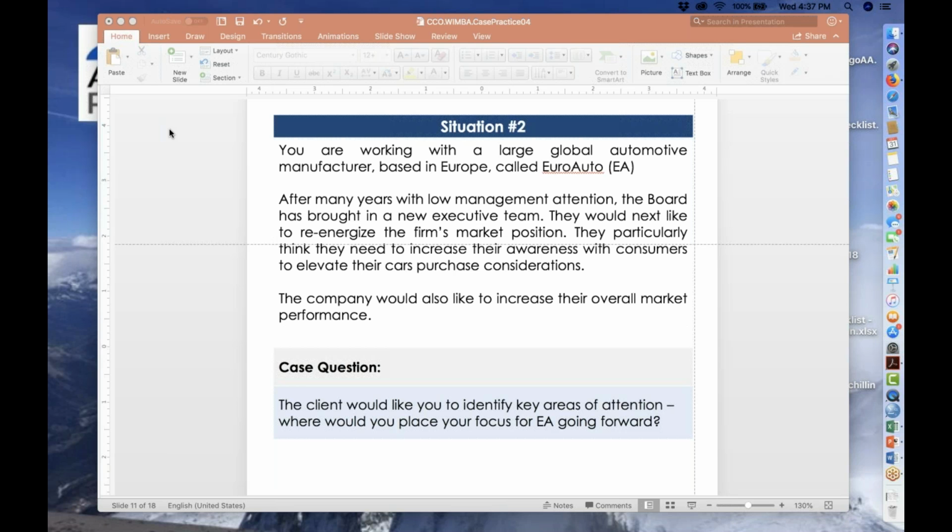And so an area I'd want to consider going into this, since the prompt says after many years with low management attention, is that perhaps this company needs to revisit their mission and vision for themselves and get clear on that. And from there, assess how their financial performance has been and how that compares to competitors.